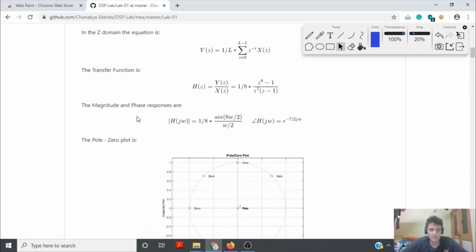The magnitude and phase responses are calculated by substituting z is equal to e power j omega, and after that getting the corresponding real and imaginary parts, then taking the overall magnitude of this particular expression and then getting the phase of this entire expression. So for that expression, this is the magnitude response and this is the phase response.